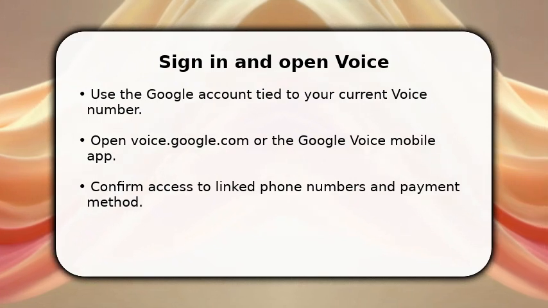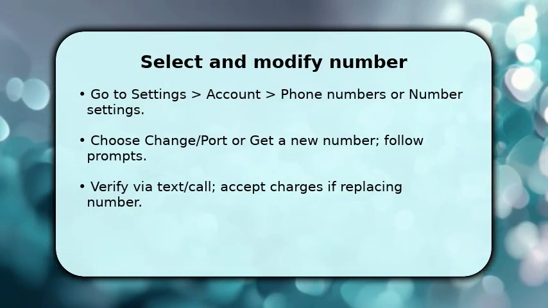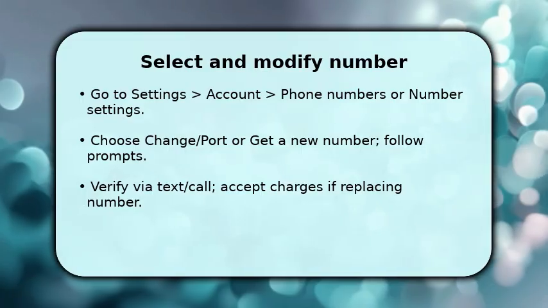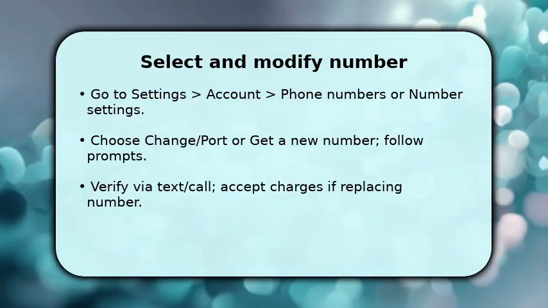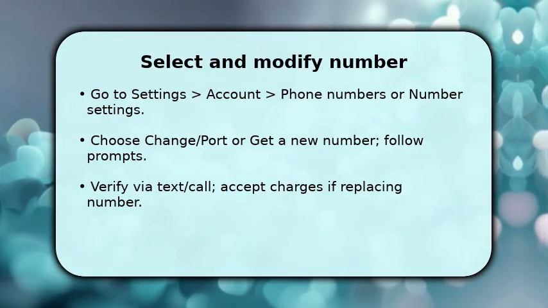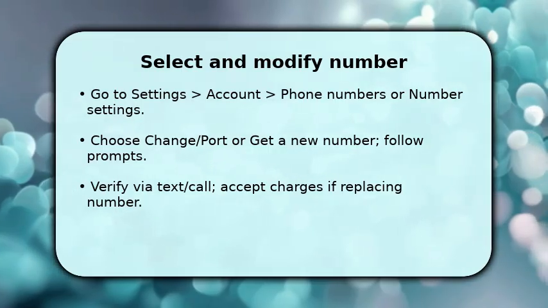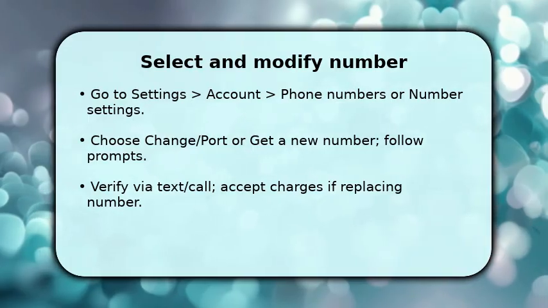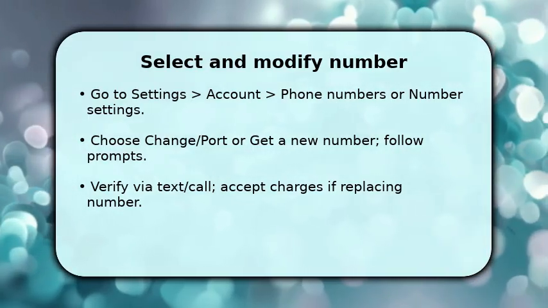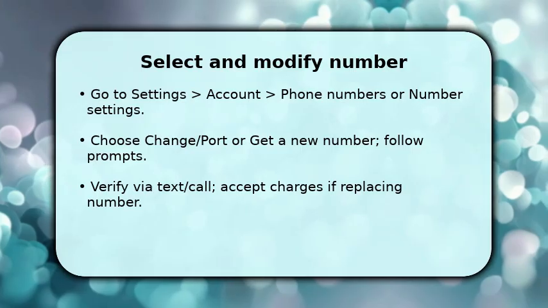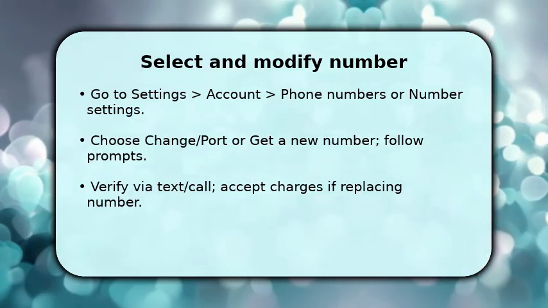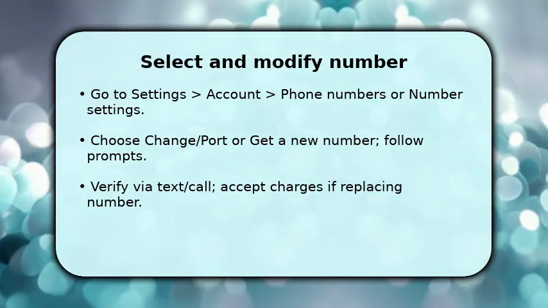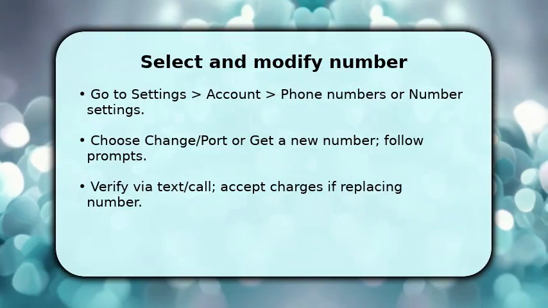Navigate to Settings, then Account and the Phone Numbers or Number Settings area. You'll see options to change, port, or get a new number. Choose the appropriate action and follow the step-by-step prompts. Select a region, search available numbers, or start porting details if keeping an existing number. Make sure you verify ownership with the code sent via text or call. Once done, confirm any fees and accept terms so Google can update routing and call.